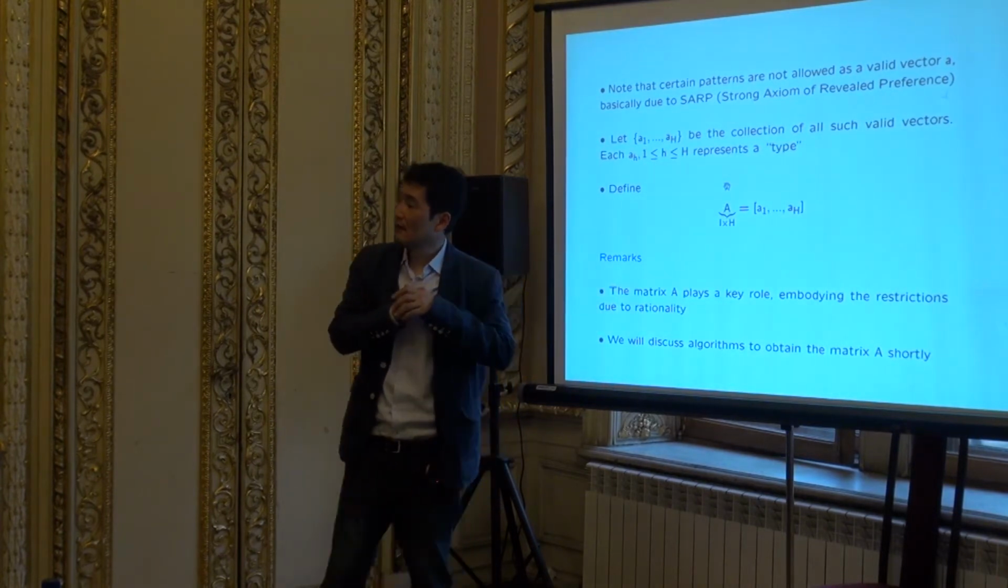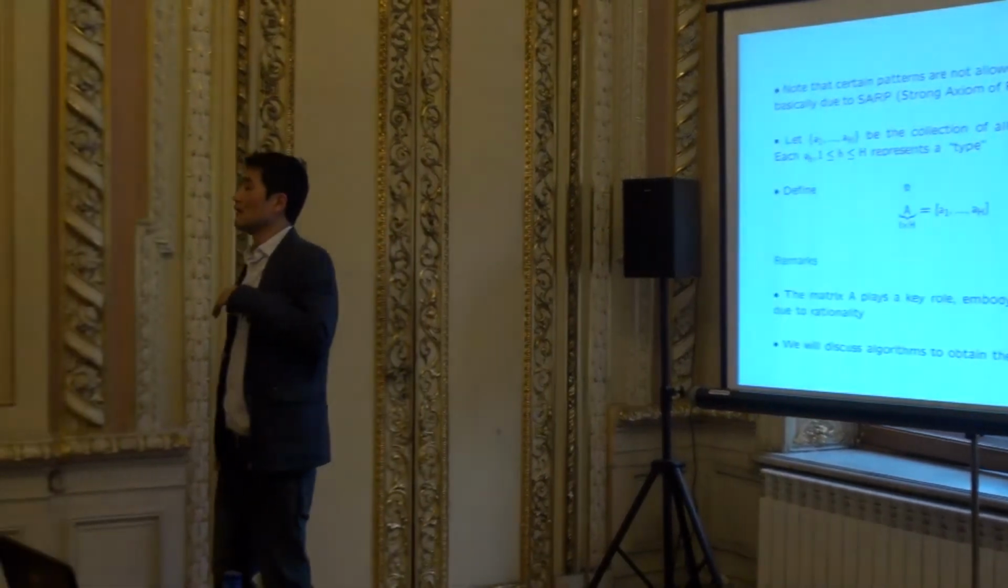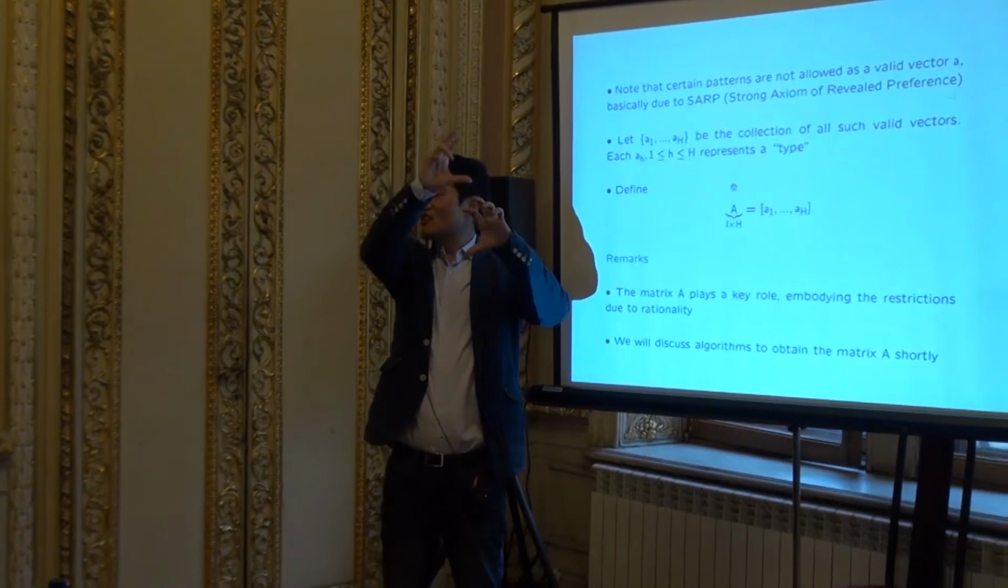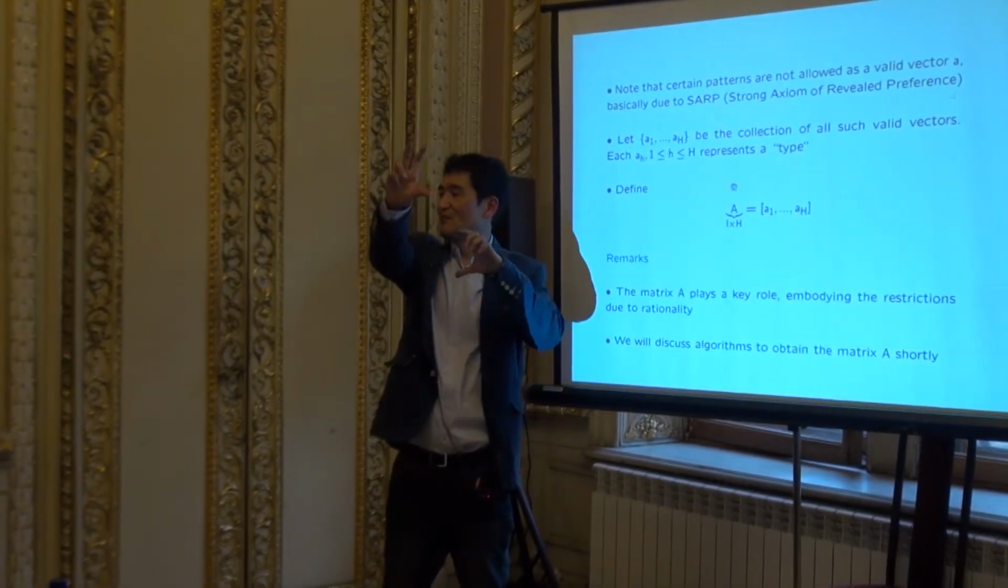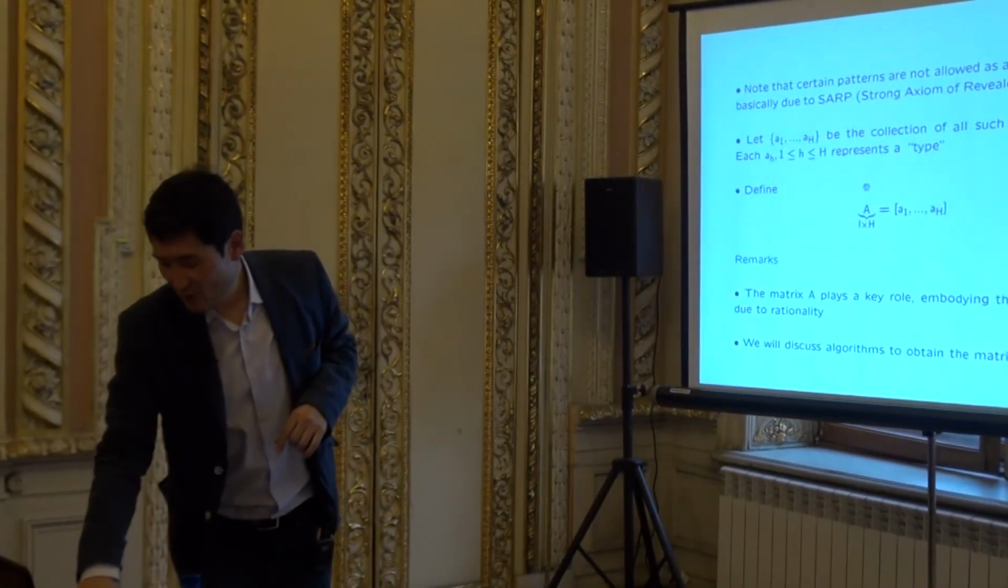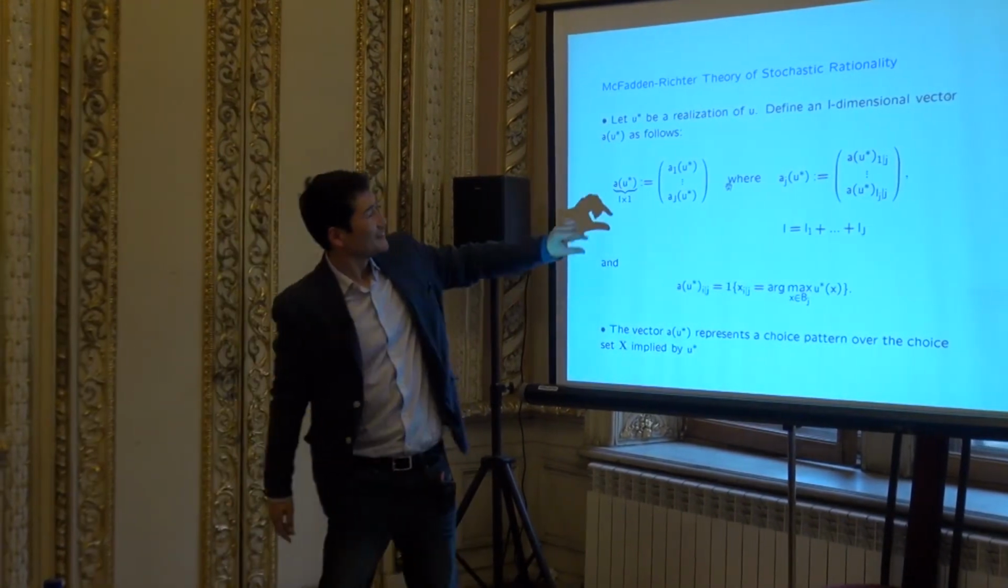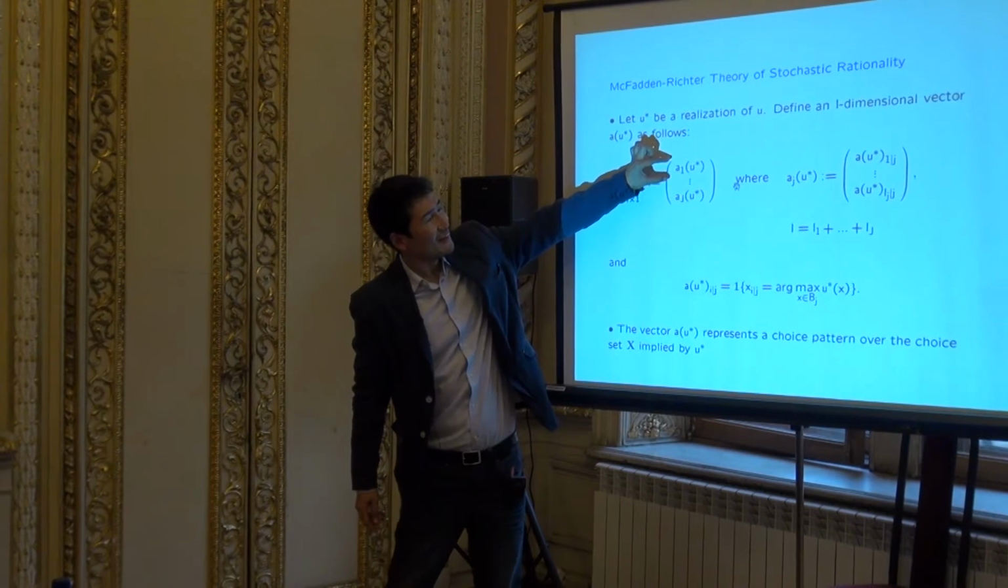Yes. Do we have matrix A for every possible budget? So I already stacked the choice pattern for each budget. That was the kind of notation I went through really fast. So each of these is a vector.